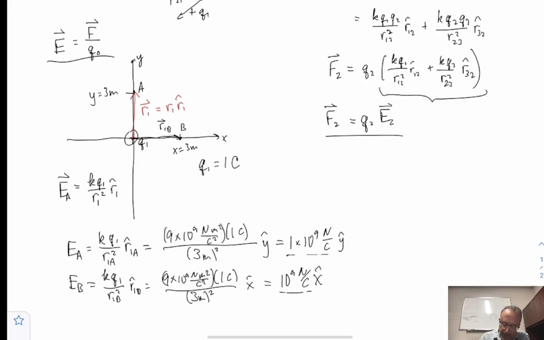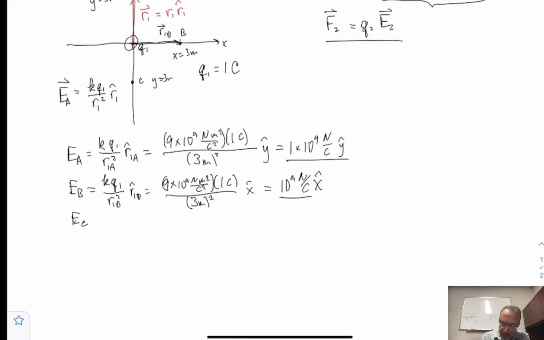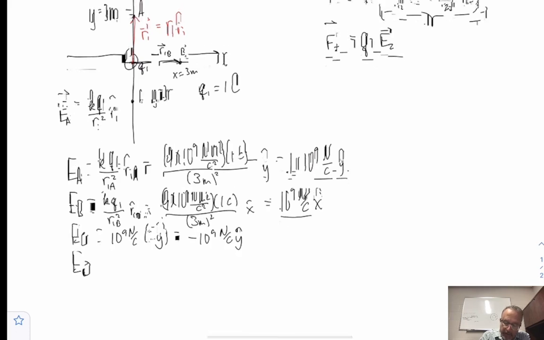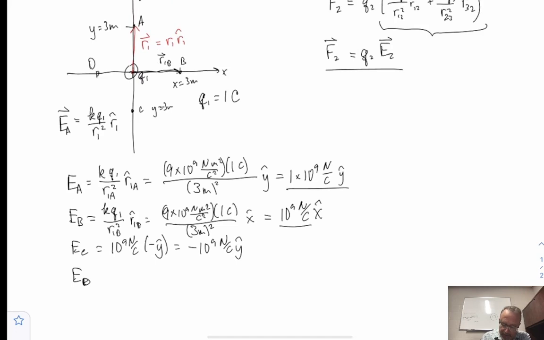Maybe you can guess what it's going to be at point C, which is y equals minus 3 meters. The electric field at C would be equal to 10 to the 9 newtons per coulomb in the negative y hat direction, or minus 10 to the 9 newtons per coulomb y hat. And if I did point D over here, where x is equal to minus 3, you guessed it, you're going to get minus 10 to the 9 newtons per coulomb x hat.